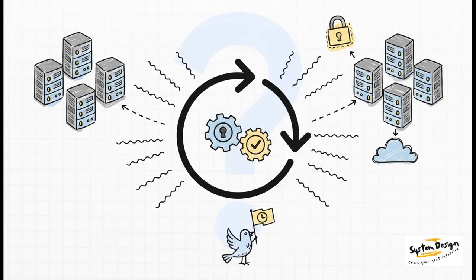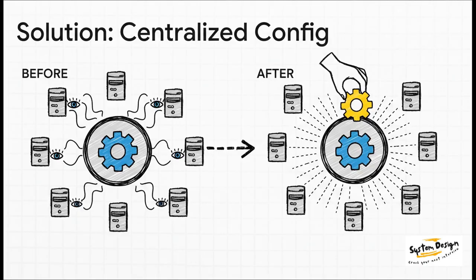Let's say you have 1,000 servers, and you need to push a critical configuration update to every single one of them right now. How do you do that without creating a total mess where some servers have the old config and some have the new one? And again, the solution is just so simple and elegant.